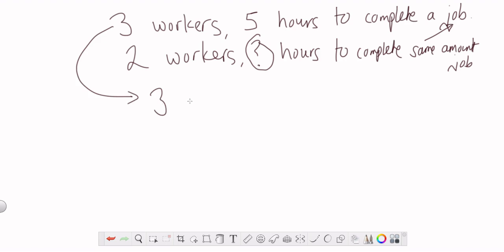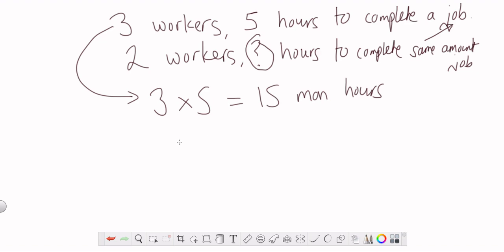Take the 3, multiply by the 5, 3 workers multiplied by 5, that gives you 15 man hours. So 1 worker works 5 hours, another worker works 5 hours, the 3rd worker works 5 hours. What does that make altogether? That's 15 man hours.